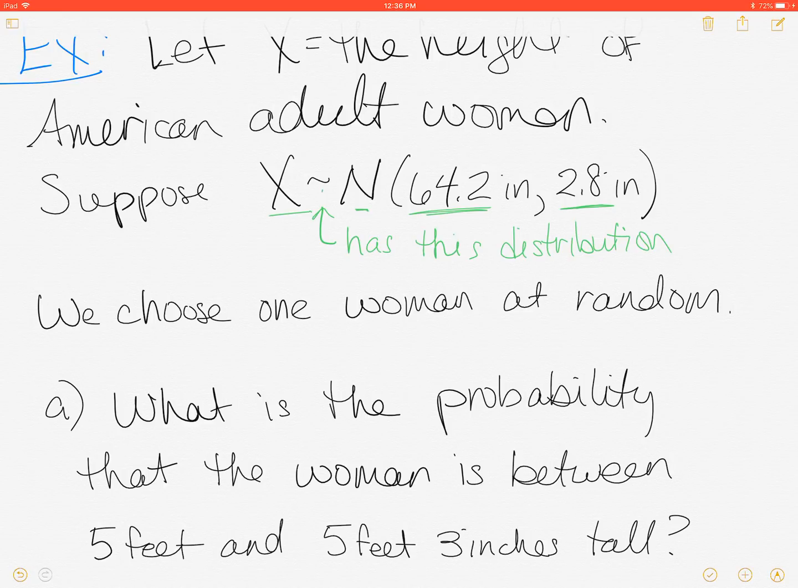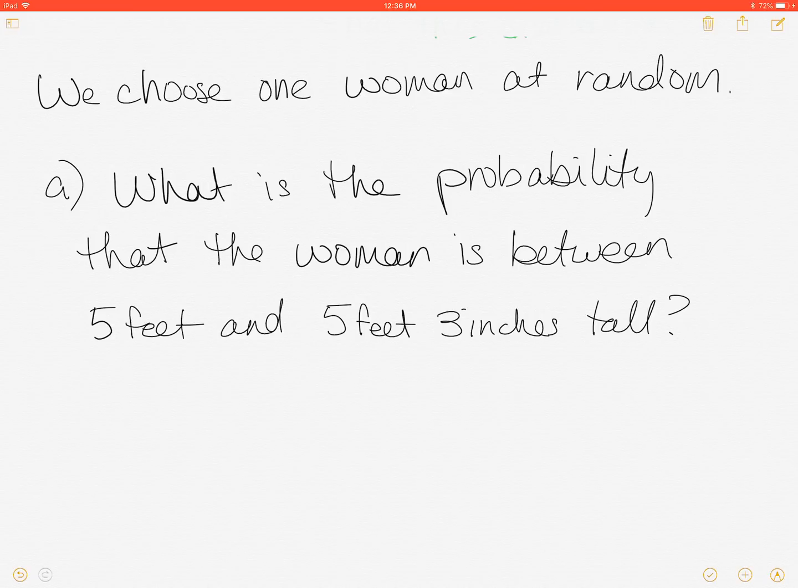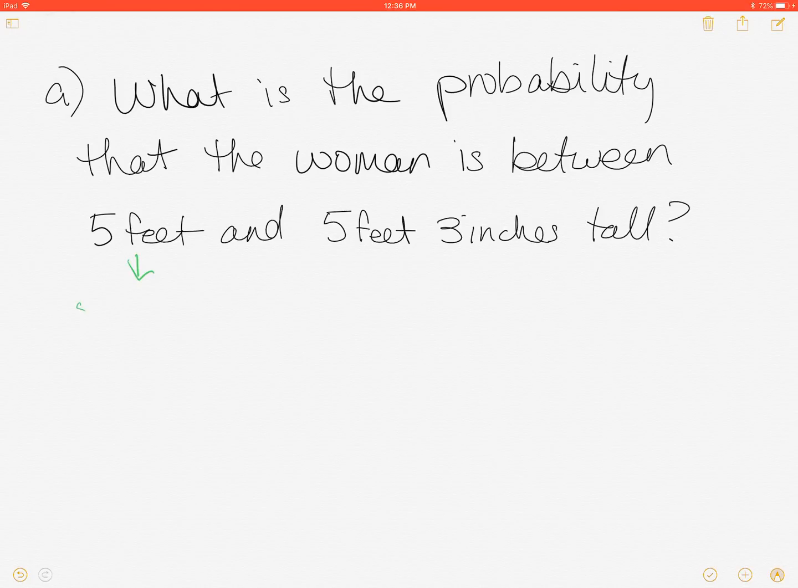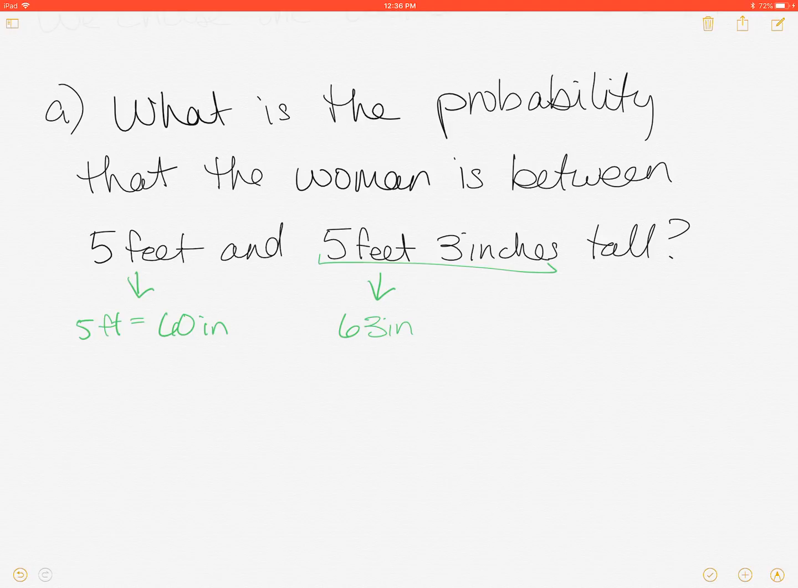So the height of American adult women has a normal distribution with mean 64.2 and standard deviation 2.8 inches. We choose one woman at random. What is the probability that the woman is between 5 feet and 5 feet 3 inches tall? Well, the first thing we have to do is notice that our information is given to us in inches. So we want to convert 5 feet into inches, so we multiply by 12. I happen to know that 5 feet is 60 inches, and 5 feet 3 inches, well, 5 feet is 60, 3 more would give us 63 inches. So what we're asking is what's the probability that our person is between 60 and 63 inches, or the probability that X is between 60 and 63 inches.